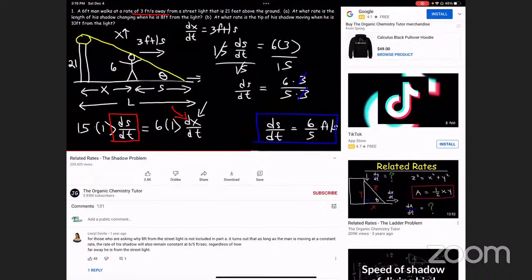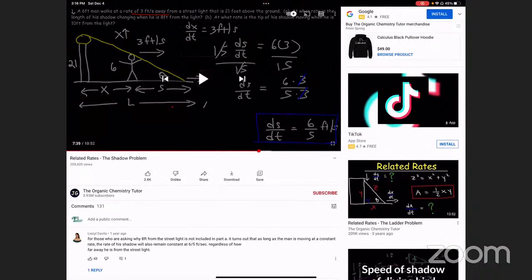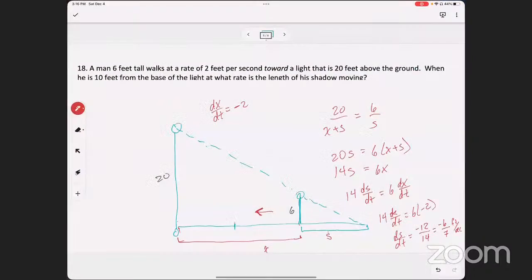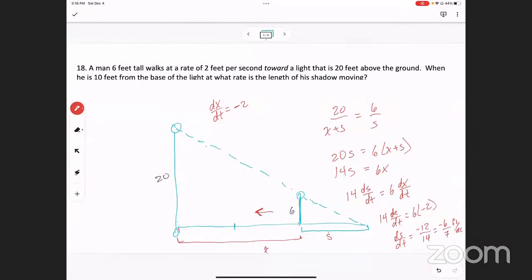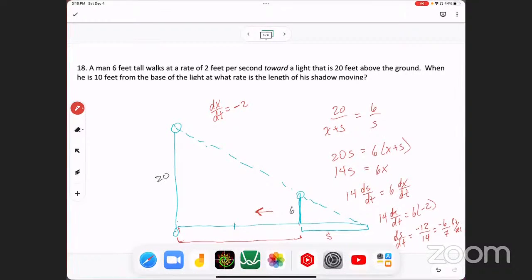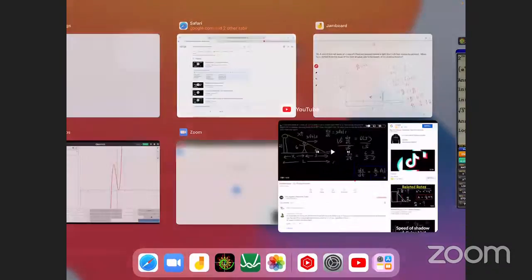Now, let's move on to part B. In part B, it's talking about when he's 10 feet from the light. At what rate is the tip of his shadow moving? So this time we need dL/dt. How can we do that? We were talking about the length. Were we talking about the length of the shadow or the tip of the shadow? What rate is the length of his shadow moving? Yeah, we were talking about the length, not the tip of his shadow.